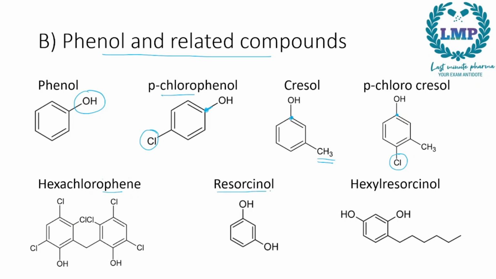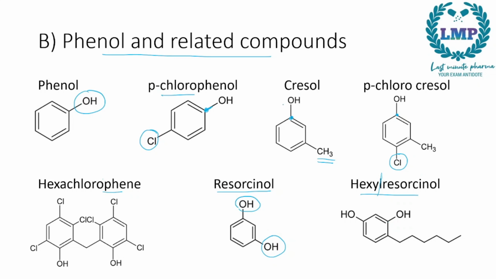Next we have resorcinol, that is OH at alternate positions. And last we have hexyl resorcinol, that is OH at alternate positions, and according to the para position of one of the hydroxyl groups, we will have a 6 carbon chain. So hexyl resorcinol. Now phenol, as we know, it is a benzene ring with the OH. Para-chloro is in the para position of the phenol.